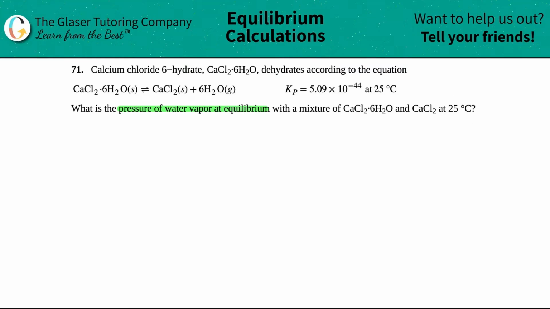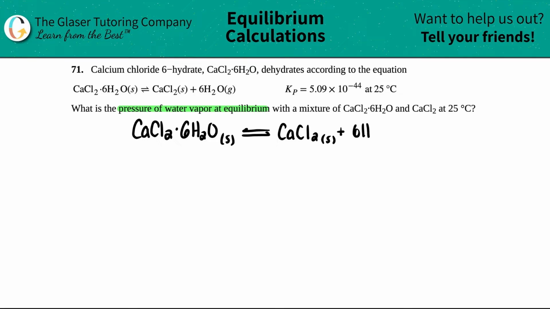Okie dokie. So I see that I have an equation here, so I'm just going to rewrite this a little bit bigger just to work with it. So we have CaCl2·6H2O. Remember, when there's a dot in the middle, that just means that it's a hydrate, but you're going to classify this as one whole thing. It's a solid, and this comes to equilibrium. I see the double arrow with the calcium chloride, and that's also a solid, plus the 6 H2O. And that's a gas. Looks pretty symmetrical to me.